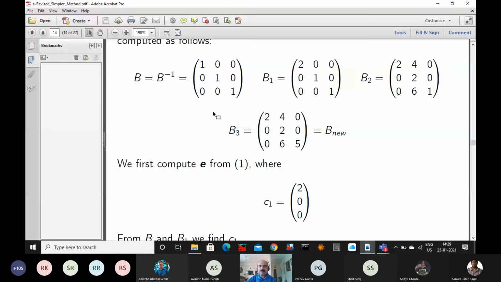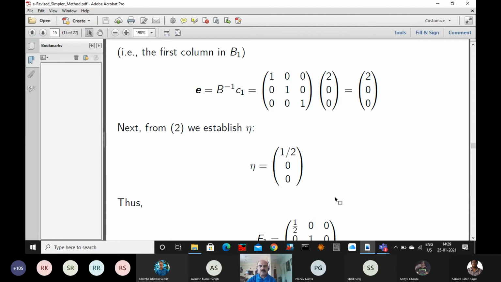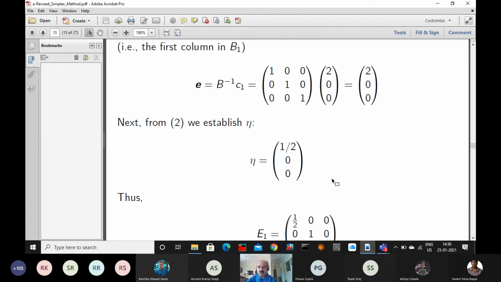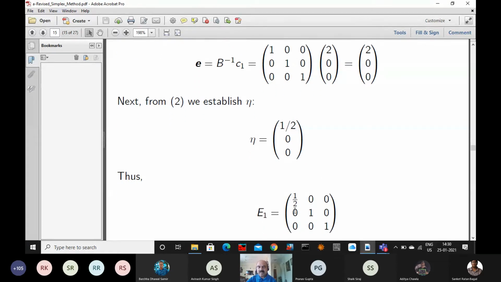If you compare B and B1, the first column is different. The elements are 2, 0, 0. This element you multiply with the matrix: we multiply B inverse into C1, identity matrix into C1. So ultimately it is 2, 0, 0. With respect to 2, 0, 0, what is your eta? Since it is in the first column, the 2 becomes half, then 0, then 0. This is your eta.